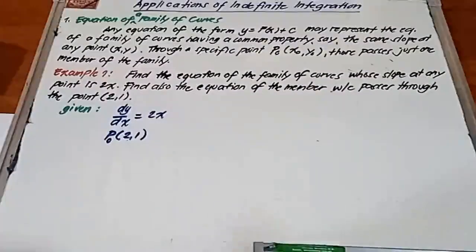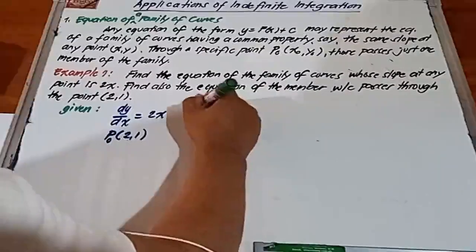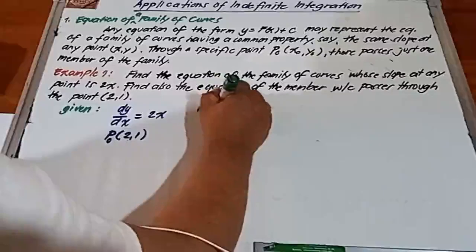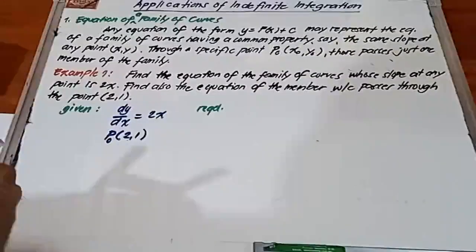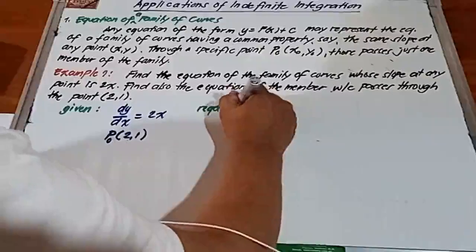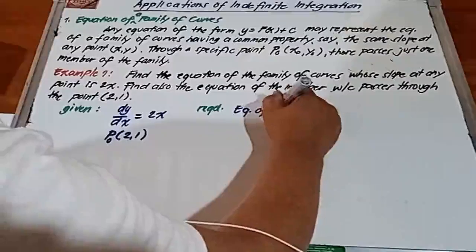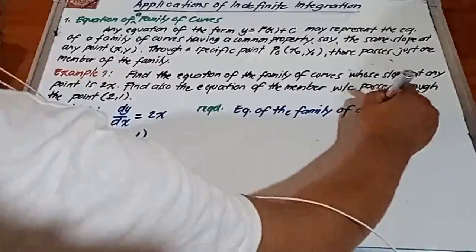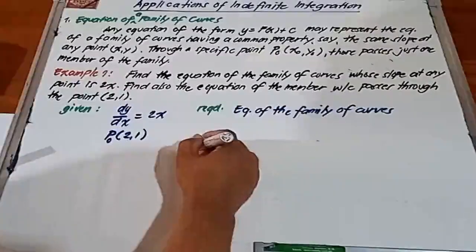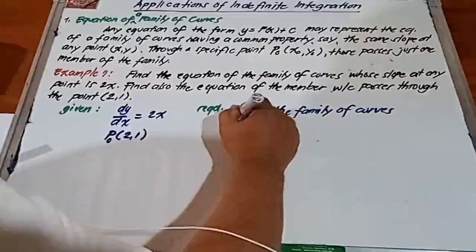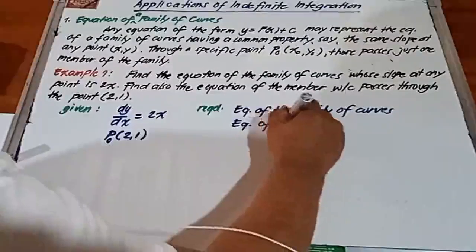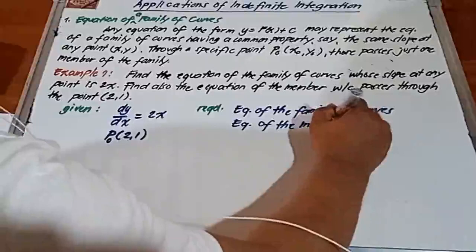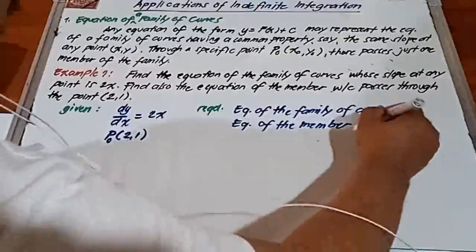Okay? Now, ang pinapahanap sa atin, dalawa: equation of the family of curves ng slope ay 2x, at saka equation of the member that will pass through (2, 1). Okay.